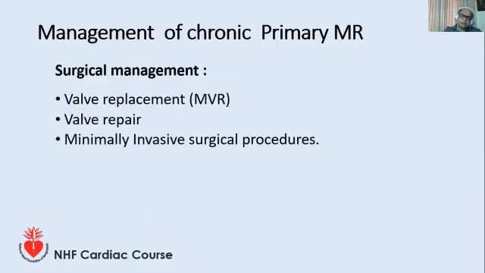Regarding management of chronic MR, surgery is the best option. Valve replacement is number one. If possible, mitral repair is a better option than mitral valve replacement. Sometimes a minimally invasive surgical procedure is very important for surgery of primary mitral regurgitation.